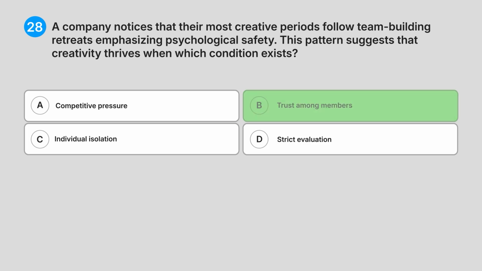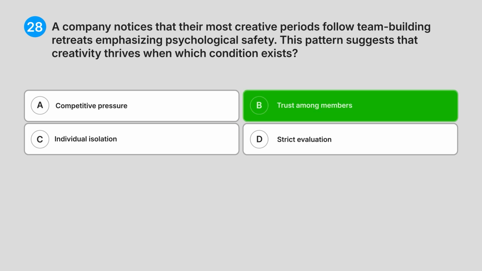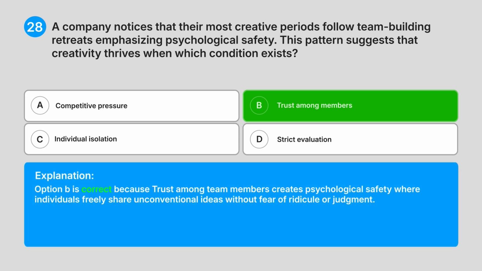Correct answer, B. Trust among members. Explanation: option B is correct because trust among team members creates psychological safety where individuals freely share unconventional ideas without fear of ridicule or judgment.